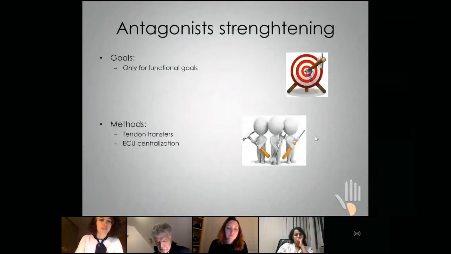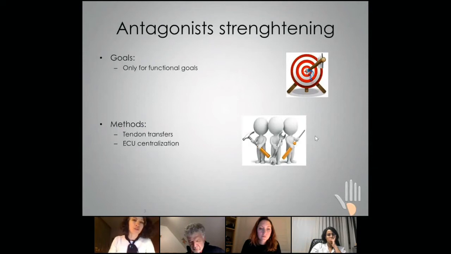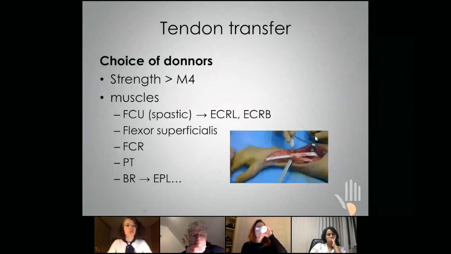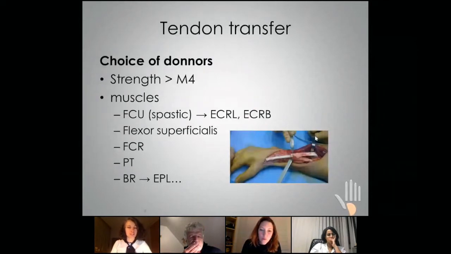So the antagonist strengthening is only for functional hands, and if we have a non-functional hand, there's no use to do it. So we will do tendon transfer and ECU centralization, which is also a tendon transfer. So how to choose the donors? To do a tendon transfer, we need a donor which is strong, the same as for tetraplegia. So we need at least a strength of 4 on a 0 to 5 scale.